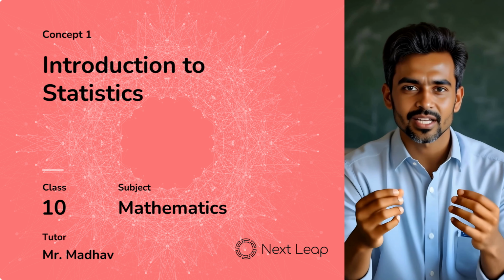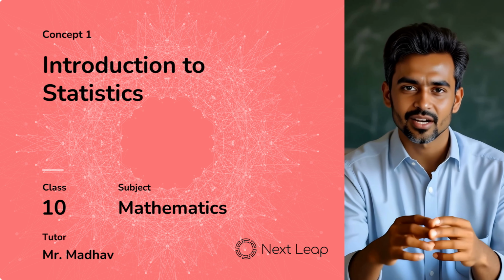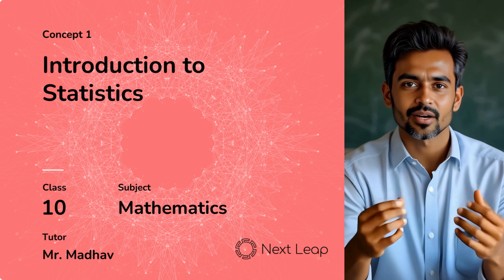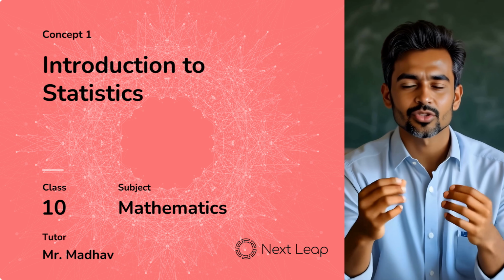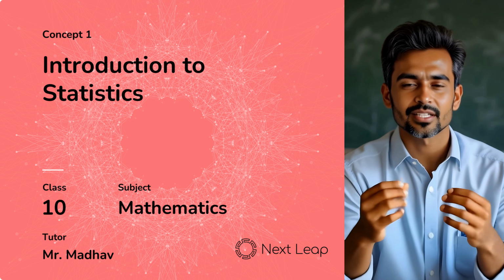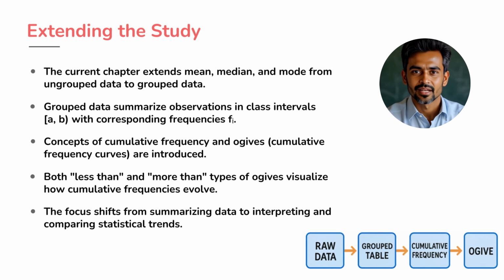Now, why group data, you ask? Because when you have 1,000 exam scores or population data for a city, grouping them makes life and math way easier. That's what makes statistics the superhero behind surveys, economics, and even weather forecasts. So, let's level up from class 9 basics to some serious number crunching, but in a fun way. In this chapter, we are stretching our statistical muscles. We'll take mean, median, and mode, which you've already met, and apply them to group data.